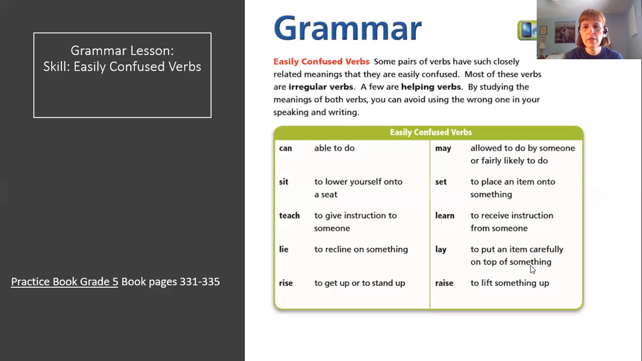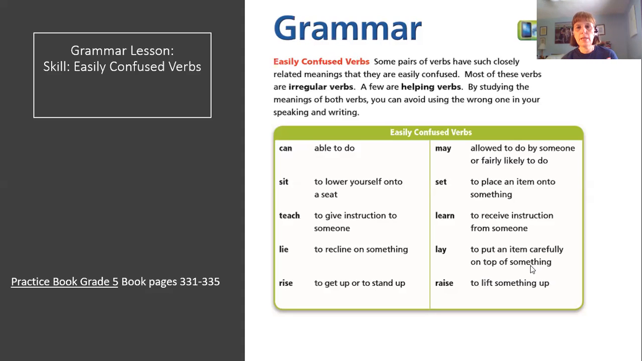Now here we have the lesson for grammar. Let's stop here and look at this table. There are some words that are easily confused. Some are verbs, some are not, but in this part, it's verbs. Some pairs of verbs have such closely related meanings that they are easily confused. Most of these verbs are irregular, and some are helping verbs. By studying the meaning of both verbs, you can avoid using the wrong one when you're speaking or writing.